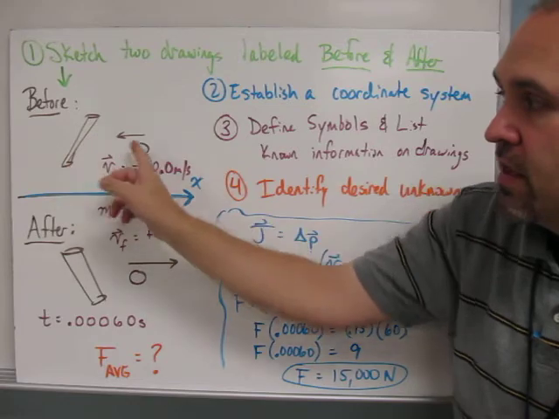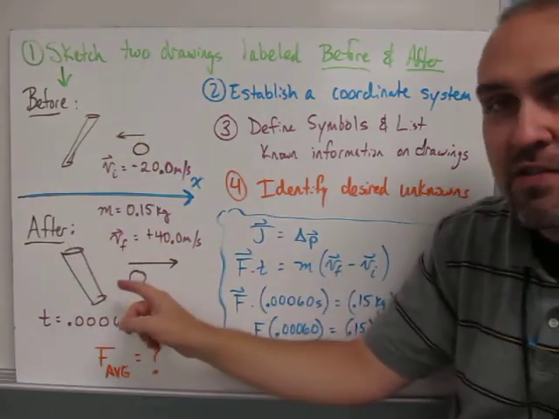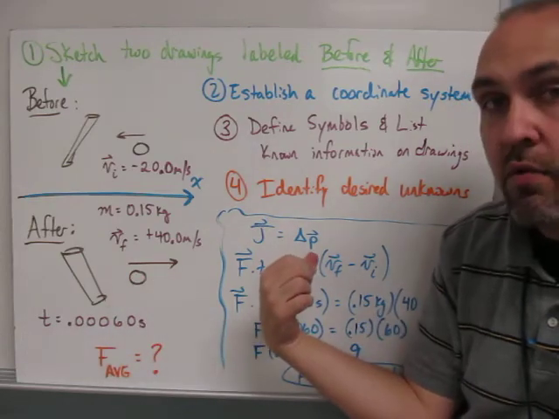I drew the bat and the ball. It's going towards the bat. That's the before. And then afterwards the bat's angled, of course, forward, and the ball's going the other way. So that's the first step.